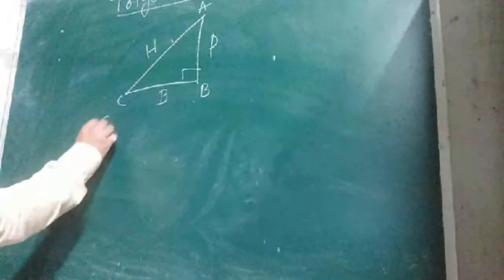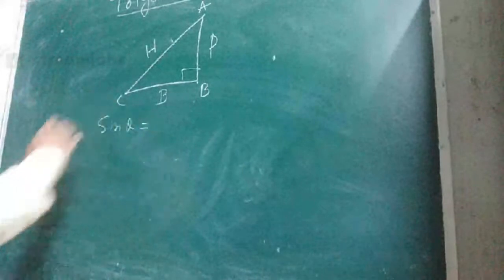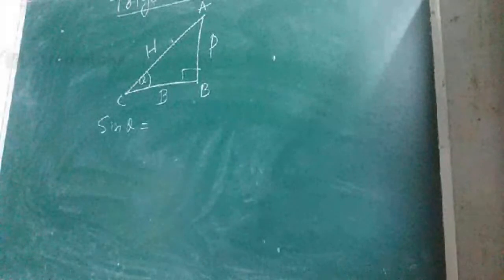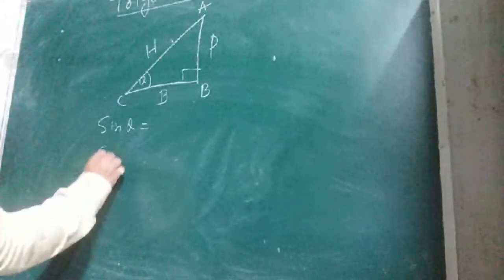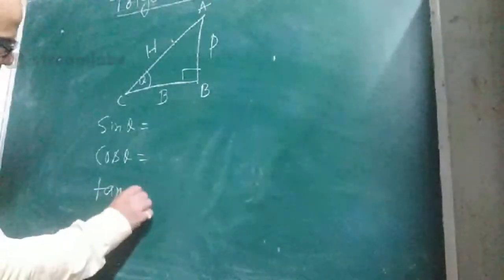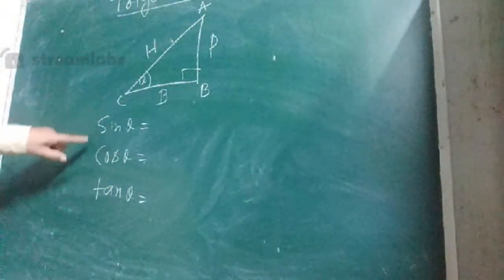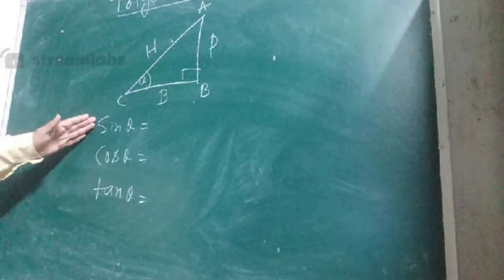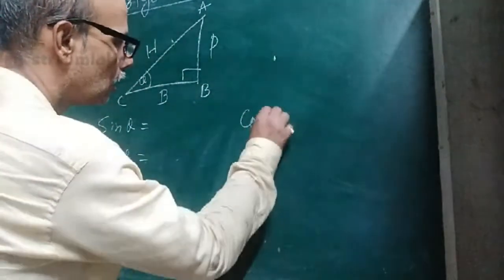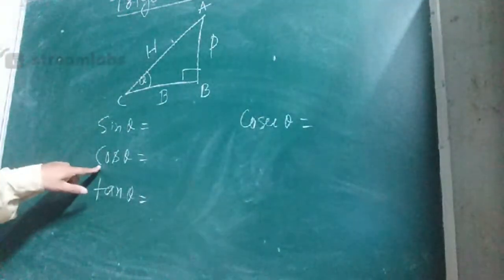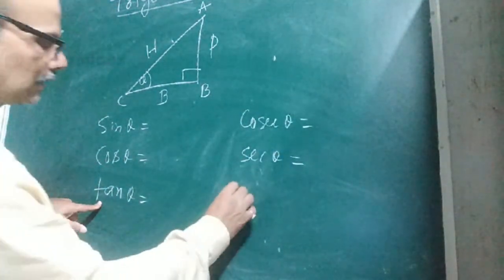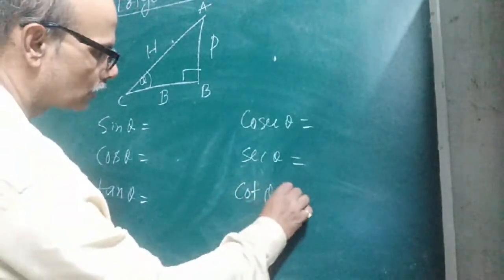So one is sine theta. Theta means that angle theta. One is cos theta. Another is tan theta. Only these three things are to be remembered. Other things are just opposite to that. Sine theta's opposite is cosec theta, cos theta's opposite is sec theta, and tan theta's opposite is cot theta, right?